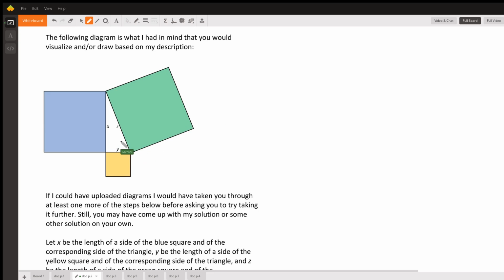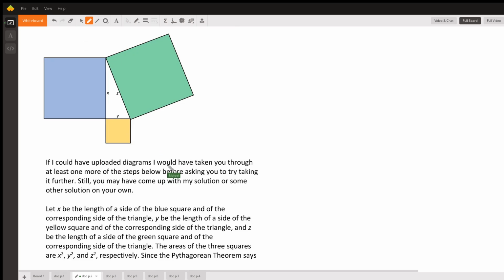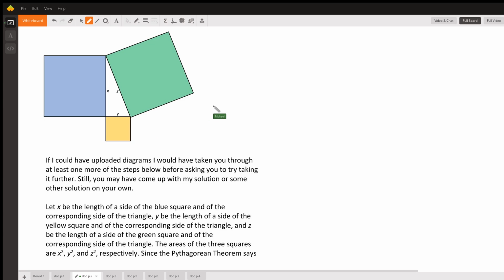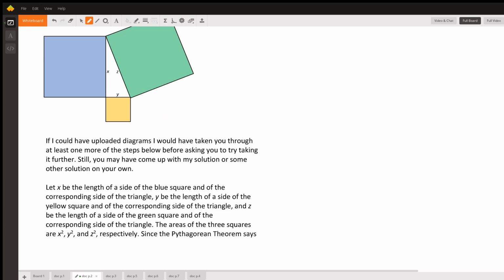So we have this triangle with sides x, y, and z, and each side of the triangle, for example x, has a square attached to it, also with sides x. So the area of this square is x squared, this one z squared, this one y squared. To prove the theorem, we'd need to prove that the area of this square is equal to the sum of the area of this square and the area of this square. Although you may have come up with some other way of doing it, since there are so many.